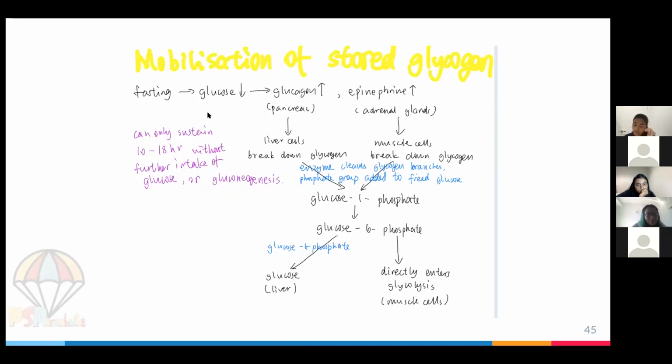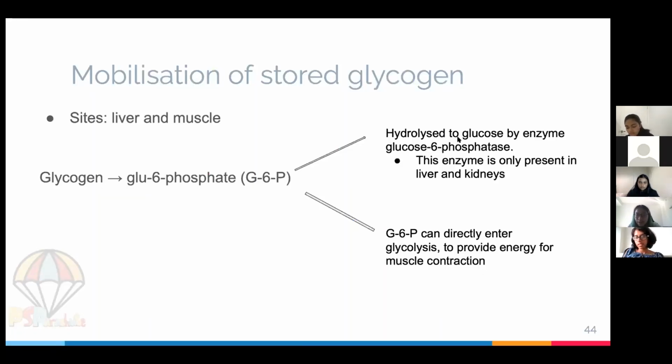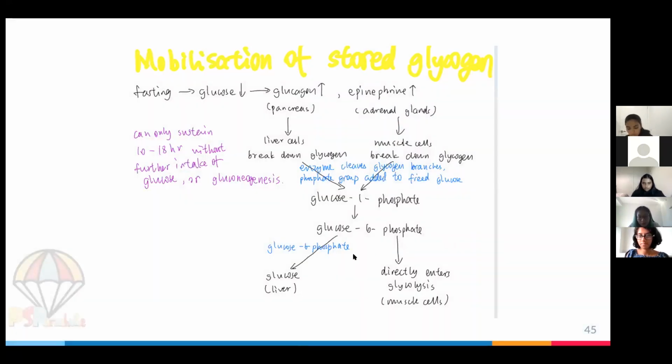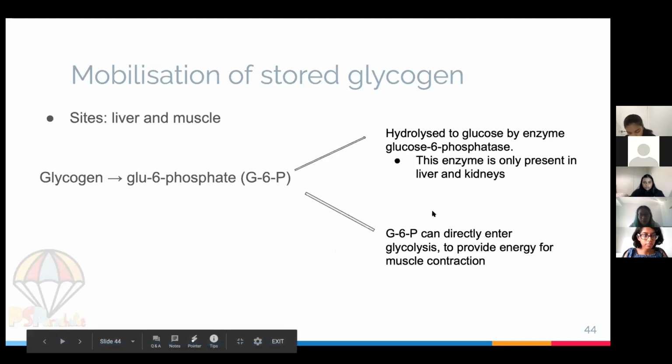of glucose, and when the glucose level is low, it activates this pathway to break down the stored glycogen. The two main sites are liver cells and muscle cells. In the liver, it gets converted into this thing called glucose 6 phosphate first, and then it gets converted back to glucose, and then it goes through glycolysis. And in the muscle, the G6P molecule can be used directly and go into glycolysis.